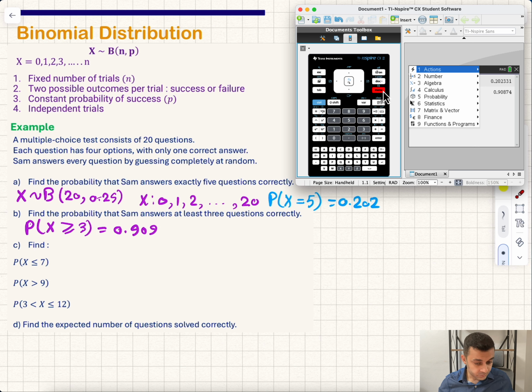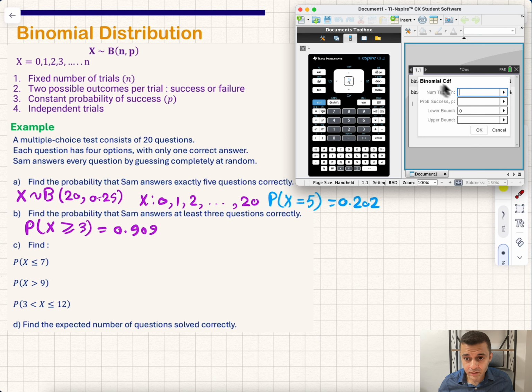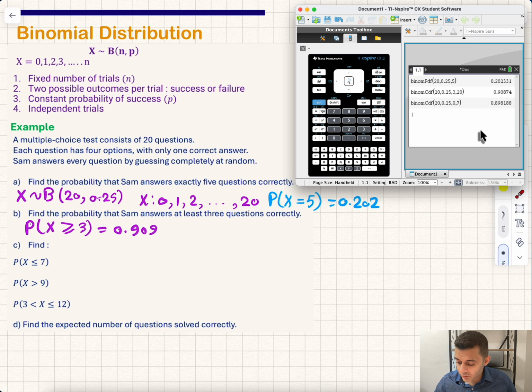So we'll use now binomial CDF again. Number of trials 20, probability will be 0.25. Here, since they don't specify a lower bound, it will be the very lowest, which is always 0, and the upper bound at most 7 questions correctly. Here we can say this at most 7 questions correctly, or 7 or less. So here we have 898, so 0.898, done.